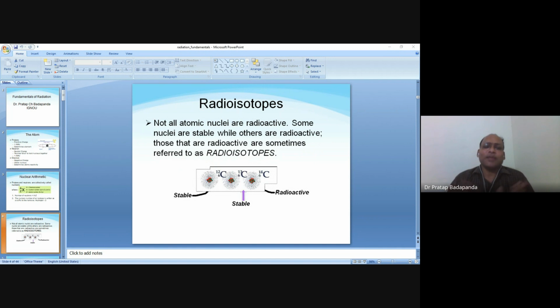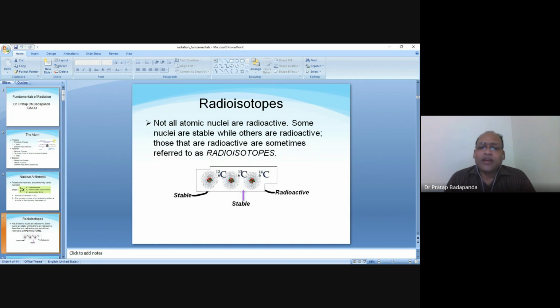If you consider carbon, carbon has three isotopes. One is C12, where 12 is written at the upper part, that is your atomic mass, and below is written your atomic number, meaning the number of protons. In this example, carbon has atomic mass 12, 13, 14: carbon 12, carbon 13, carbon 14. In all the cases, the atomic number, the proton number, is 6. So the first one is the stable form.